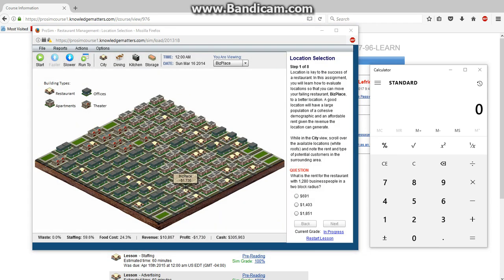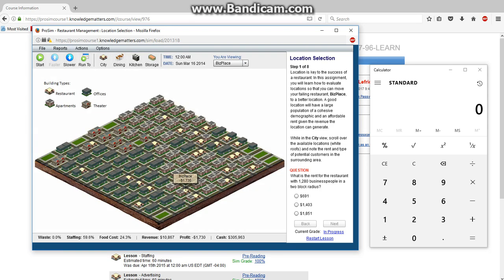So when doing ProSim, this module has 8 questions. So this is number 1 out of 8. Sometimes you may have more than one restaurant, so keep an eye on the restaurant you're viewing. So right now we're at the Biz Place and it's located over here. We're at the city view, so you could look at the kitchen, dining room.